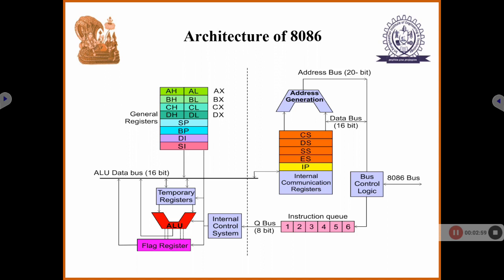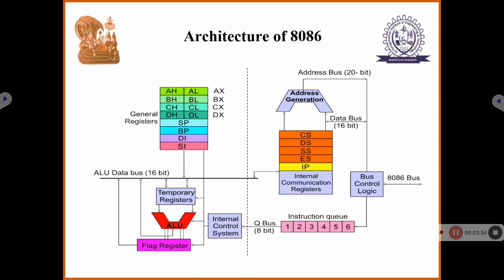It consists of two blocks. First one is the execution unit. Next block is the bus interface unit. So bus interface unit fetches the instruction from the memory or IO. A queue is available here. 6 bytes of information can be stored here. So it fetches and gives it to the execution unit. That is the function of bus interface unit.